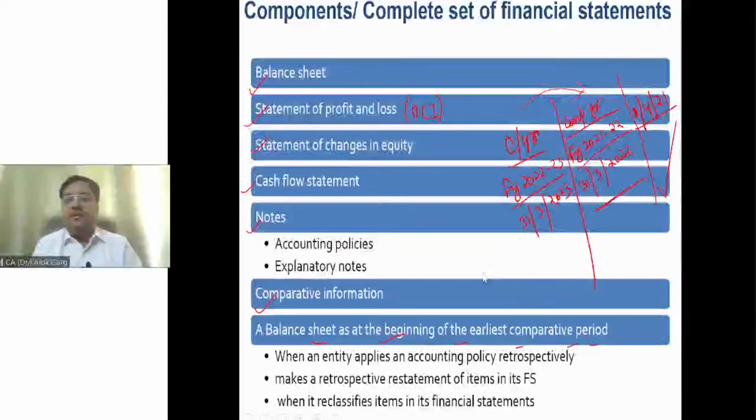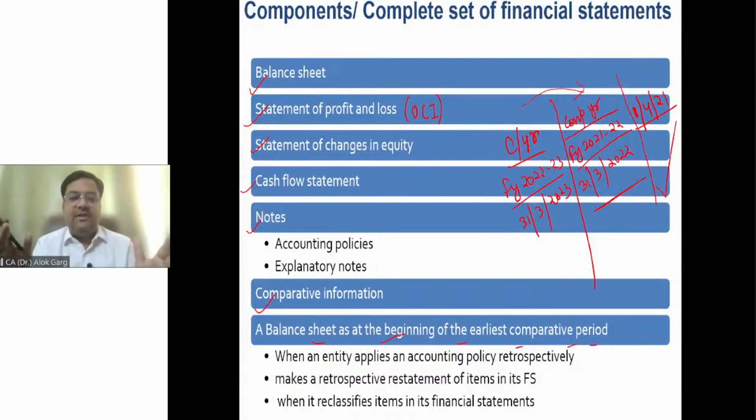Then we talked about the statement of profit and loss, which includes other comprehensive income. Other comprehensive income is a new section, right? Which we will be discussing in the class. Statement of changes in equity.